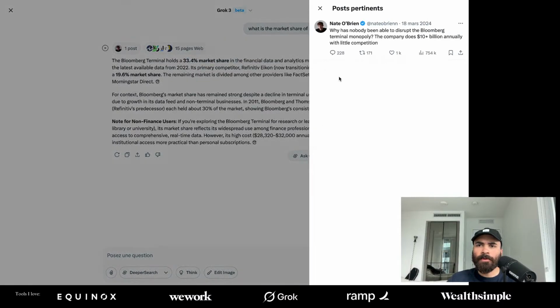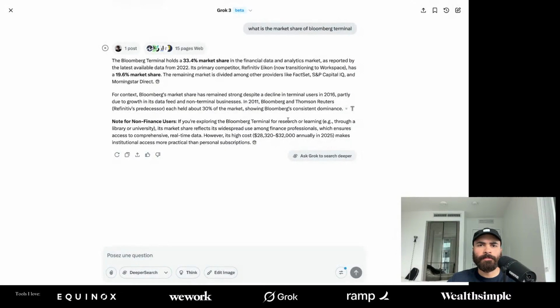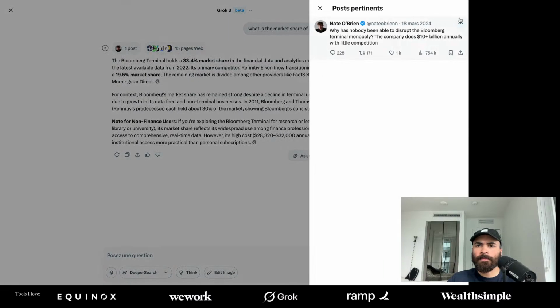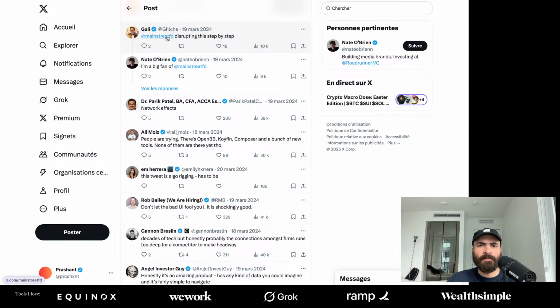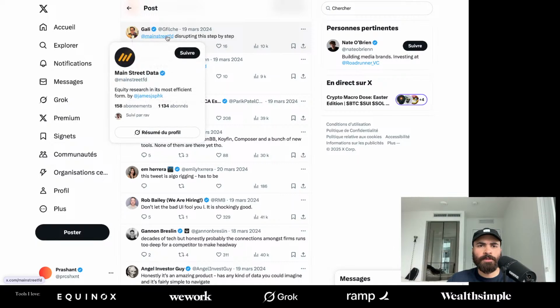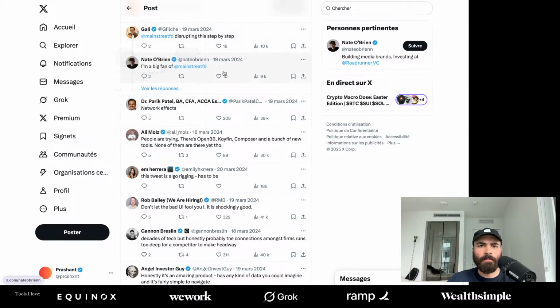Why has nobody been able to disrupt the Bloomberg Terminal monopoly? The company does 10 billion annually with little competition. Any response? Oh yeah, there are responses. Main Street FD, disrupting the step-by-step mainstream data. Equity research in its most efficient form.